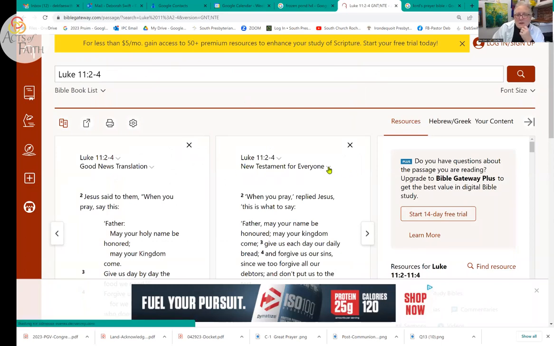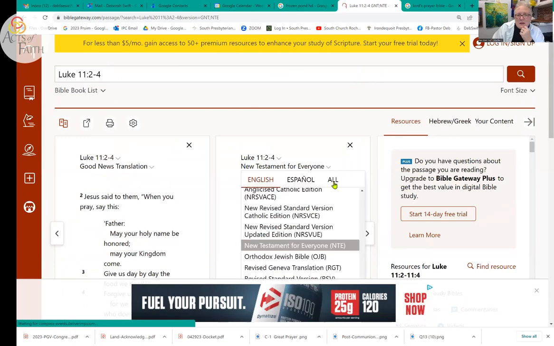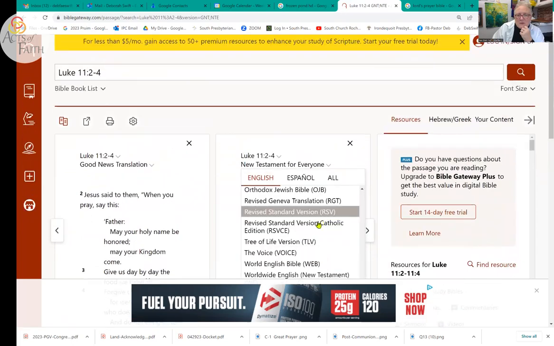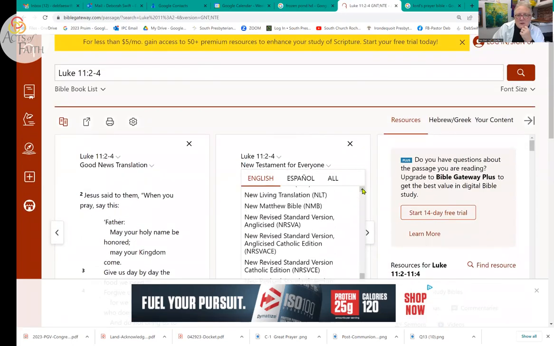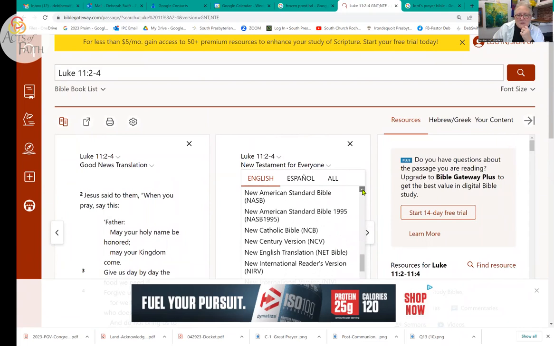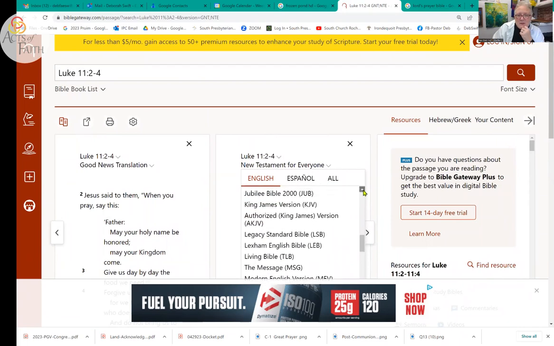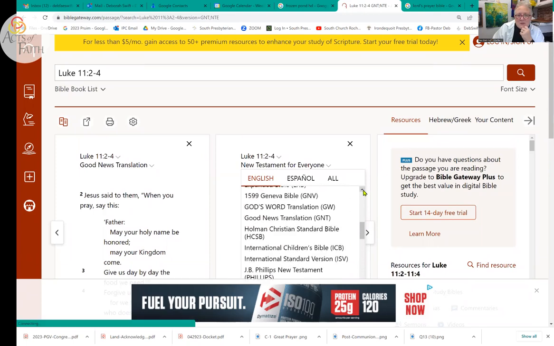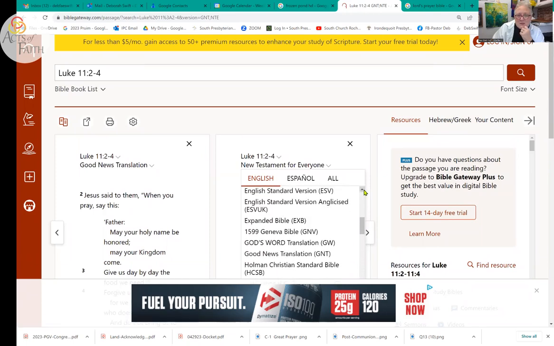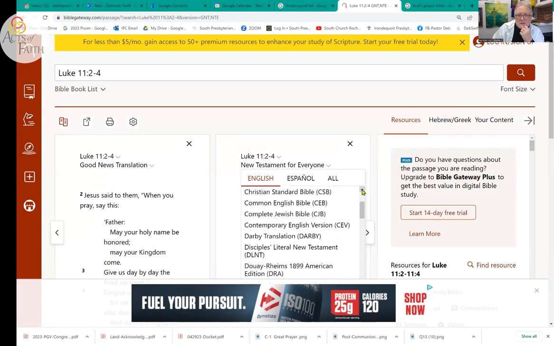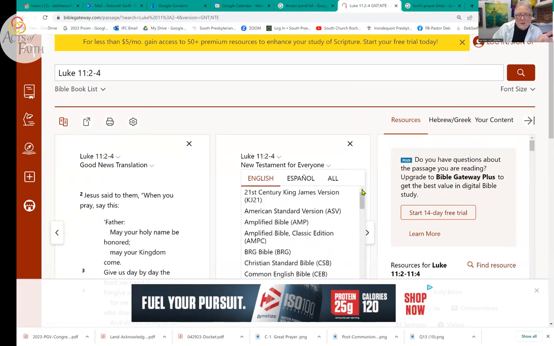We can come right here and click on that downward arrow. And look at all these versions that we have. It's crazy. I'm just going to scroll up through all these different versions. New American Standard. There's the Message. There's the Living Bible. Authorized King James. The King James Version. God's Word Translation. We can even go back to 1599 and the Geneva Bible and English Standard Version, Christian Standard. I mean, you have your pick of the litter, as they say.